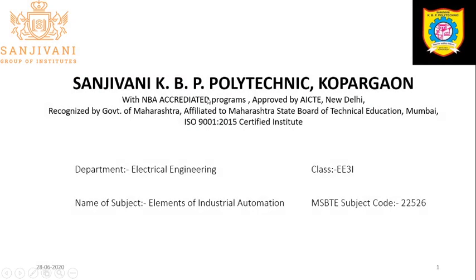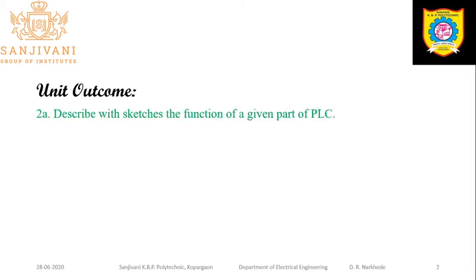Hello student, in the second unit of Elements of Industrial Automation, we are going to discuss the PLC, that is Programmable Logic Controller. So what are the unit outcomes? After completion of this unit, you should be able to describe with sketch the function of the given part of PLC. So we are going to discuss the various parts of PLC.